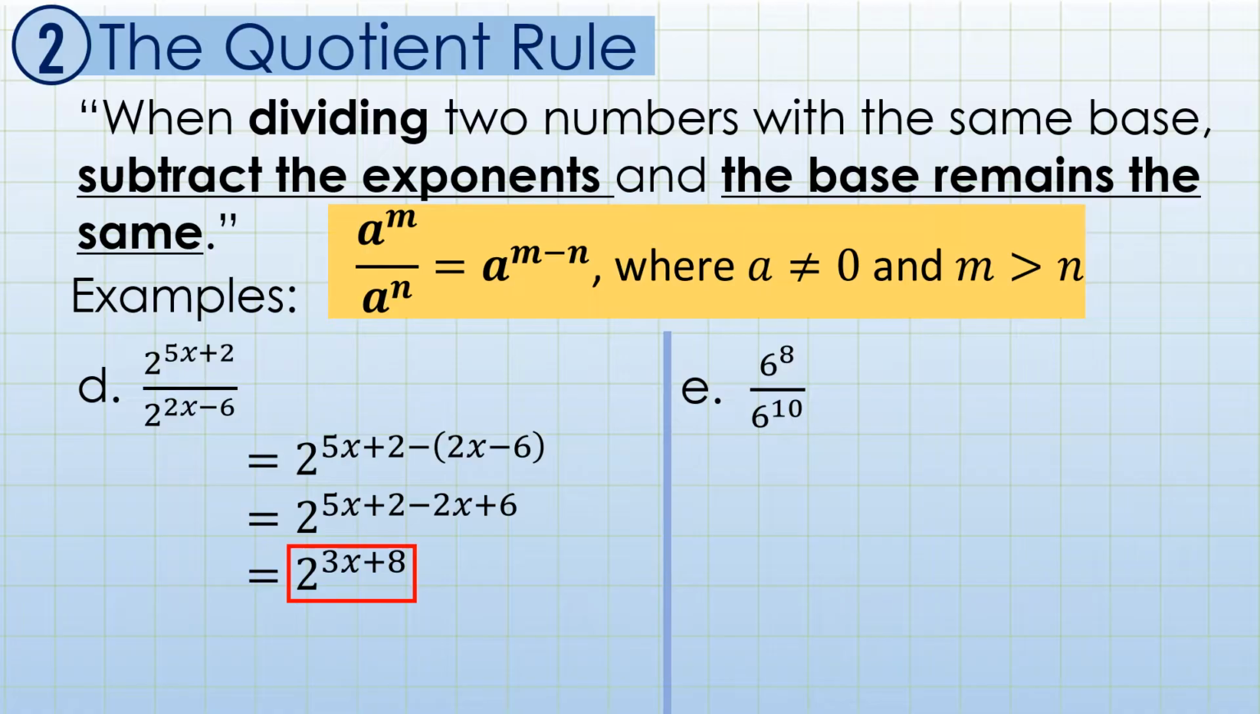Example E, 6 raised to 8 over 6 raised to 10. Pwede bang gamitin ng quotient rule? Yes, pwede dahil pareho naman yung base nila. Copy the base 6, tapos 8 minus 10. And 8 minus 10 is correct. Negative 2. Sir, pwede po pala magkaroon ng negative na exponent.